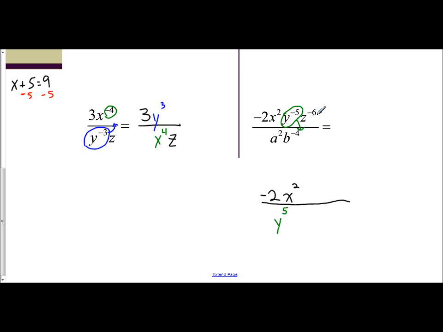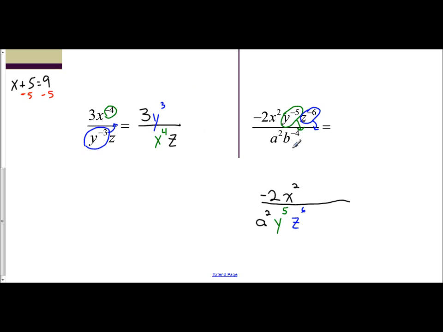My z to the negative 6. To move this to the other side, I'm going to have to do the opposite operation. And so I see it's a negative 6, so I'm going to add, make it a positive 6. We see this a squared, there's nothing to compare it with. So again, your variables go in alphabetical order. So my a squared is going to go over here. B to the negative fourth.